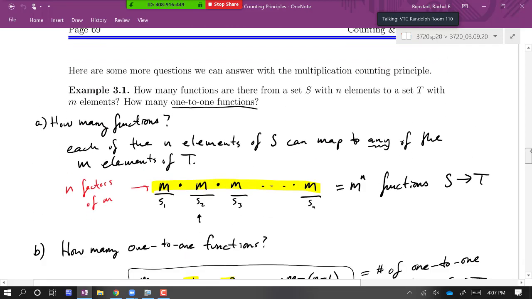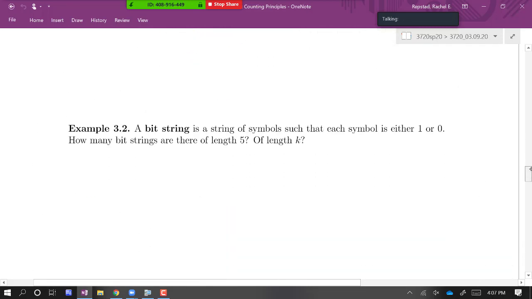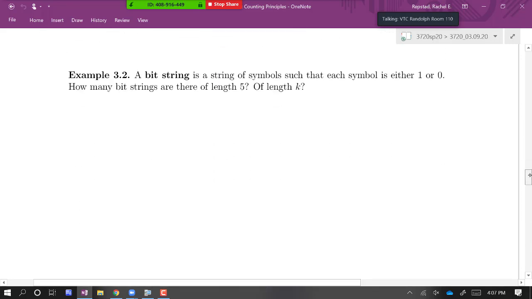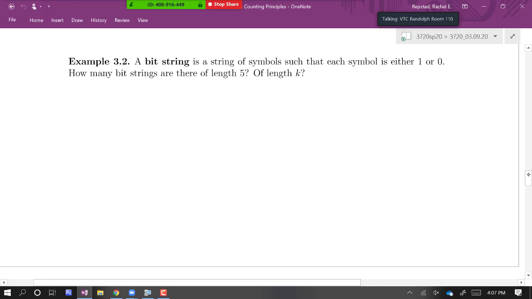All right, so we've been working on using the multiplication counting principle for the most part. That's been what we've been focusing on. So let's do another one. A bit string, just a string of symbols where every character is either a 0 or a 1, right? That's a bit string, and we want to know how many bit strings there are of length 5. And then length k, but we'll start out with length 5.